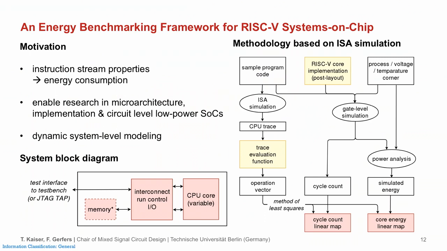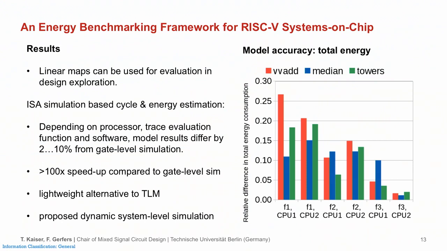And then I want to figure out what is the connection between the numbers, the simulated energy and simulated cycle count, and the operation vector, which is generated by my instruction stream simulator. Then I'm using the method of least squares to figure out the relationship. The result is we have those linear maps, and we have some more numbers at the poster, and if this is interesting, please feel free to come to my poster.